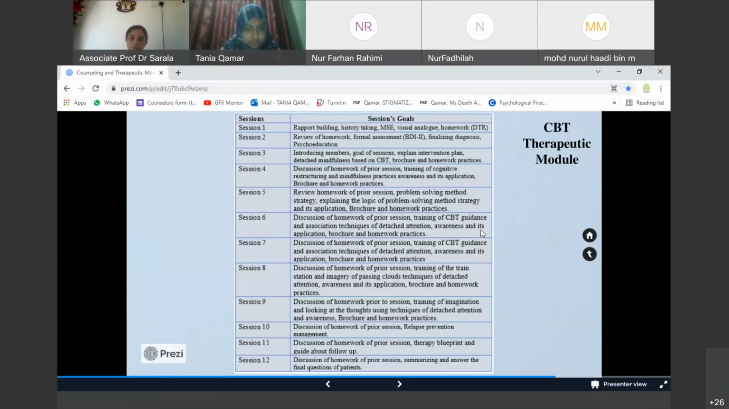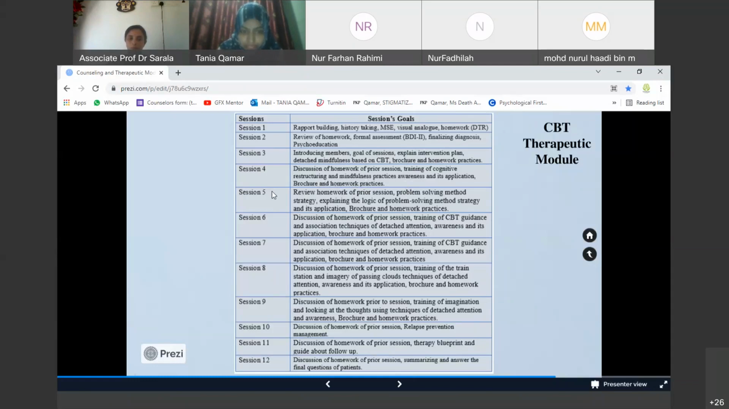In session 4, discussion of homework for prior session, training of cognitive restructuring as we discussed in the previous slide, and mindfulness practices, awareness such as guided imagery and meditation, and its application, and brochure and homework practices. We give some worksheets to the patients for their homework assignments.